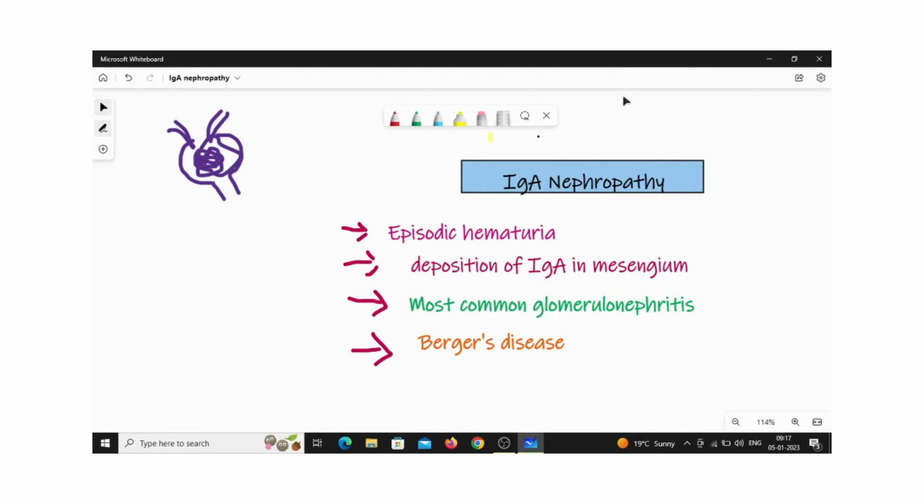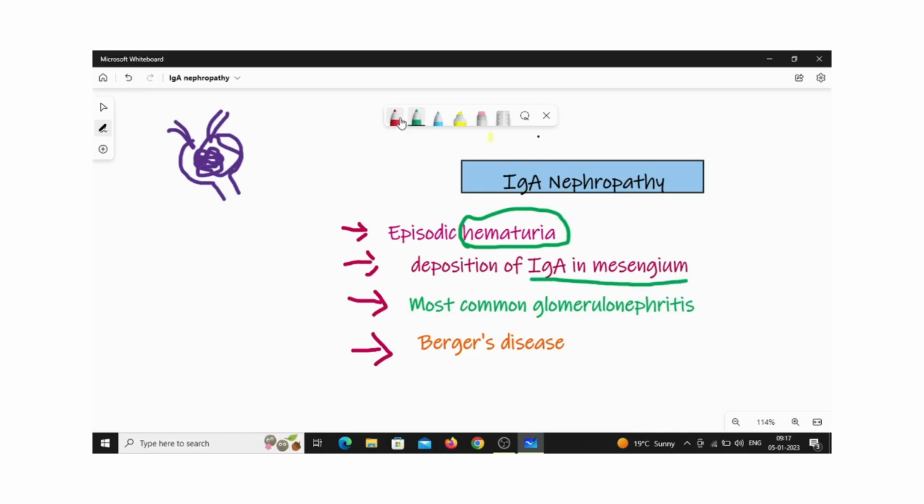So in IgA nephropathy, two things are important. The first thing is hematuria. Hematuria, which may be episodic, which may be gross hematuria, which may be microscopic hematuria. Hematuria associated with the deposition of IgA in the mesangium of the kidney, then the diagnosis is IgA nephropathy.